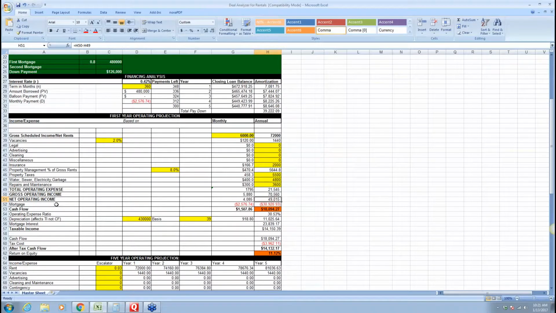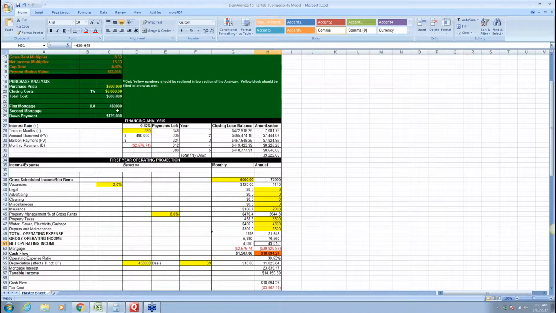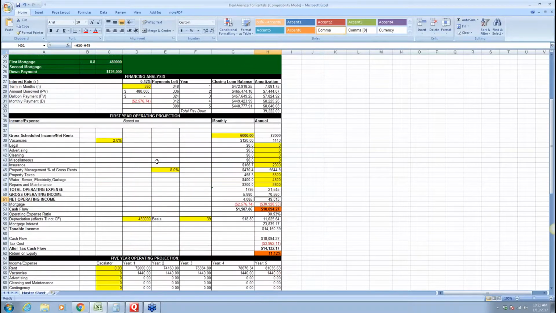Your mortgage is the next thing. So your mortgage, again, your monthly payment, as we found right here, brings it back down here to about $2,500 a month, which is going to be $30,000 a year.